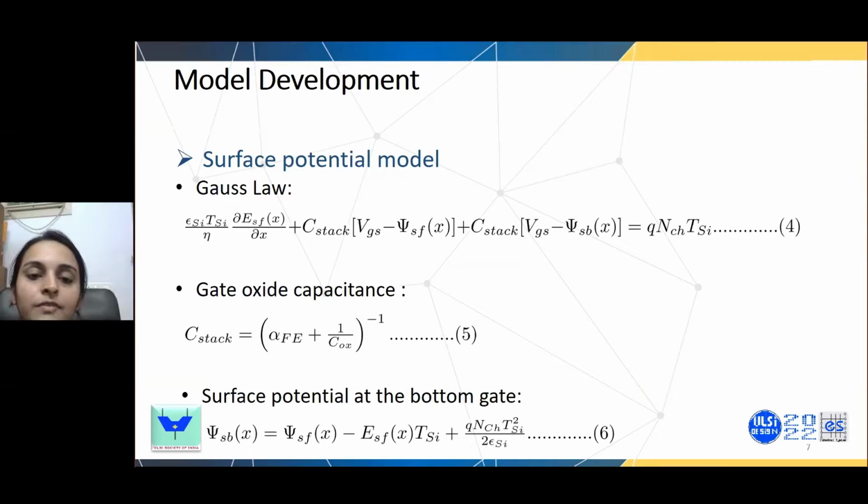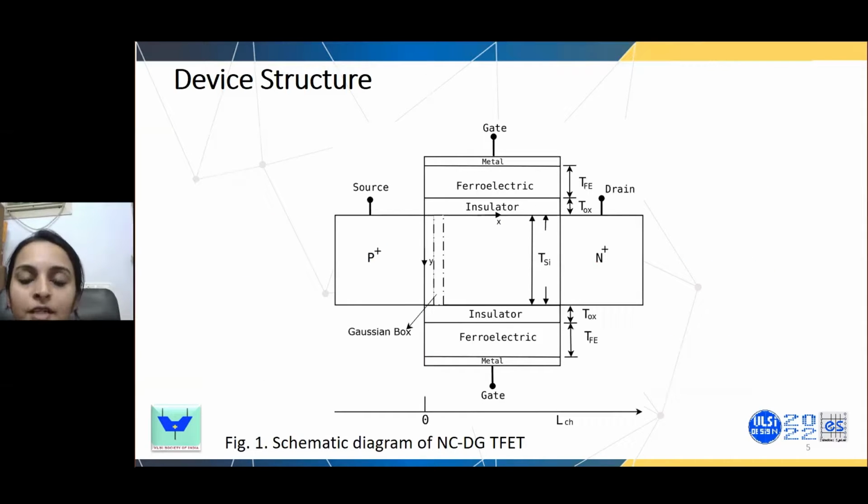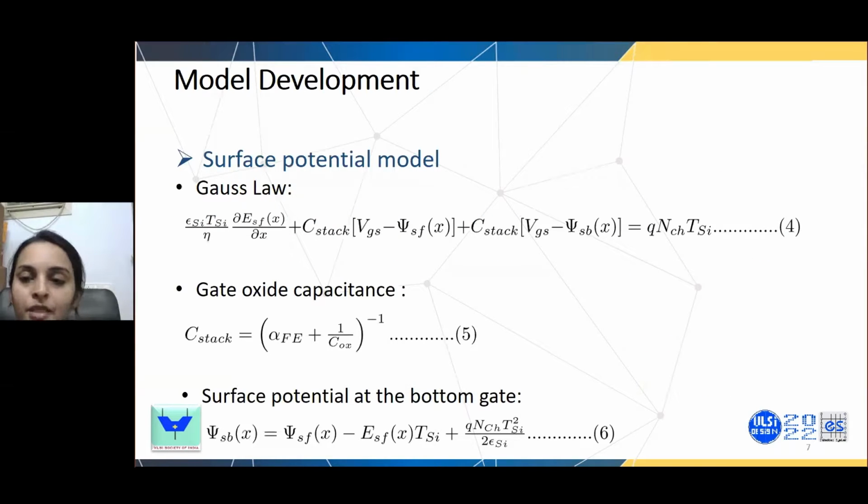Now moving to the model development. Firstly, we need a surface potential model, as I told you. So for the surface potential model, we are applying Gauss law, and in this device structure, you can see a Gaussian box. It is where we are applying Gauss law. Equation 4 is the Gauss law, and ESF is the electric field at the interface, at the top gate interface. C stack is the gate oxide capacitance of the entire gate stack, which includes the capacitance of the ferroelectric material and the insulator capacitance. COX is the insulator capacitance.